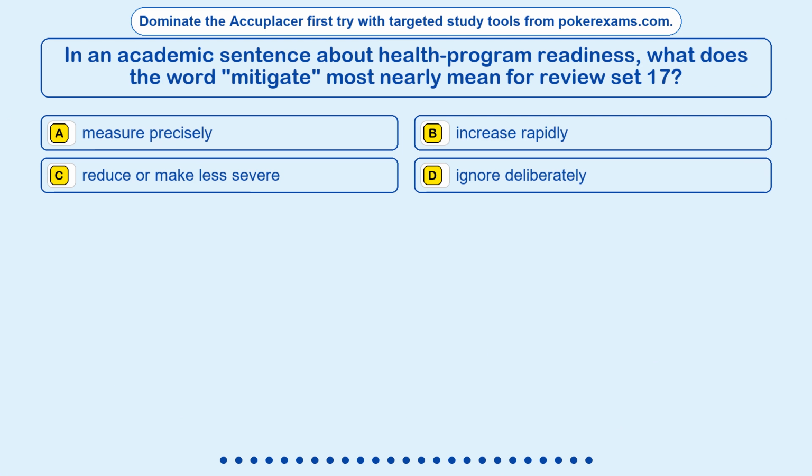Question 15. In an academic sentence about health program readiness, what does the word mitigate most nearly mean for review set 17? Option A, measure precisely. Option B, increase rapidly. Option C, reduce or make less severe. Option D, ignore deliberately.